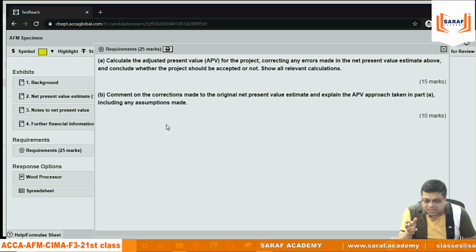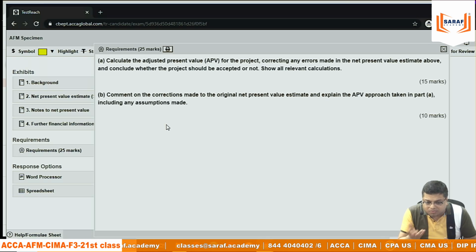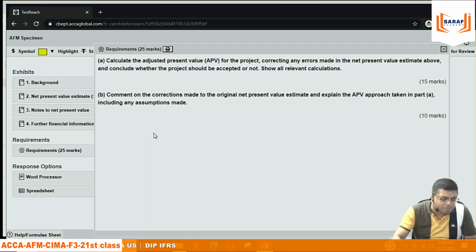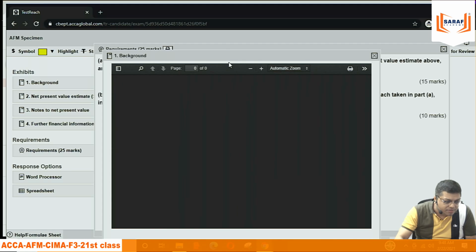Actually, whatever corrections you make in the first part, on that you need to write theory in the second part, which is also big marks, 10 marks, not less. So 10 into 1.5, we can say 15 minutes, so you have to write about 20 lines of answer at least. Comment on the corrections made to the original net present value estimation and explain the APV approach taken in part A, including any assumptions made. Okay, if there are any assumptions, you have to write those also.